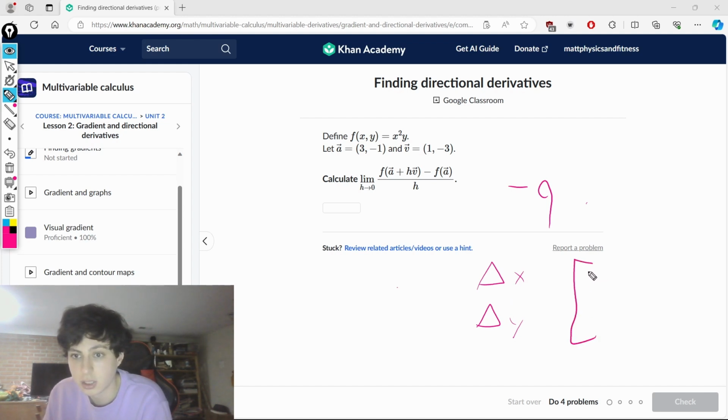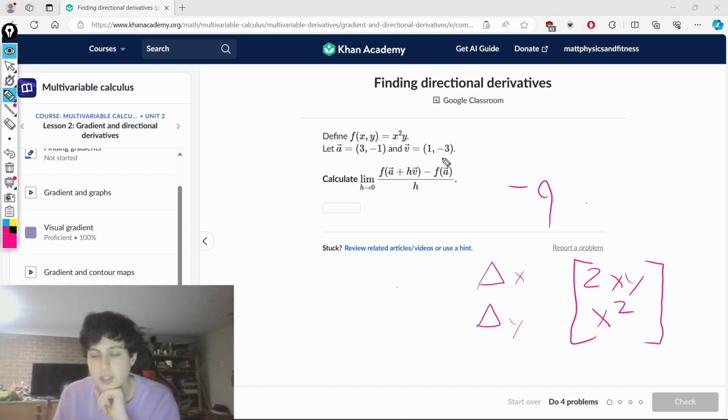df dx is just 2xy. Y stays the same, basically constant. Derivative of x squared is 2x. Derivative with respect to y is just going to be x squared. That y goes completely away. Now this is where I'm thinking we use 1, negative 3. This is where I'm thinking x is 1, y is negative 3. This one will be what? Negative 6. This one will be 1.